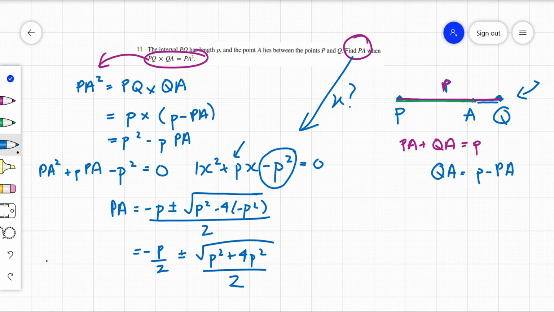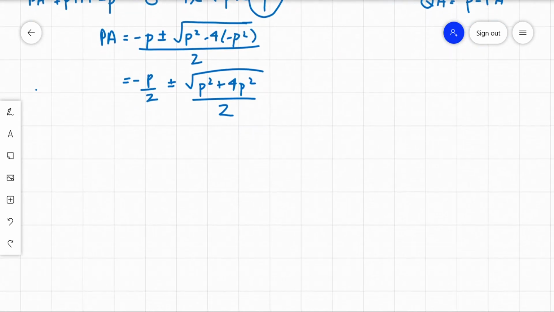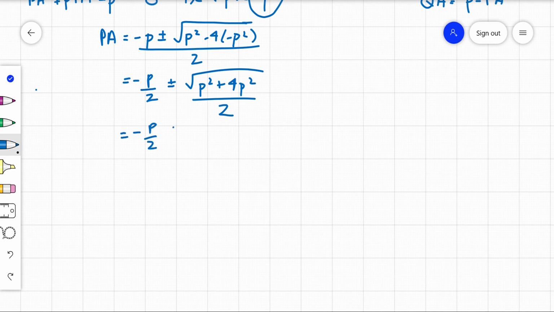Okay, and then let me just move this down a bit. Remember we're solving for PA, which is like our x. So now we've got minus p on 2 plus or minus the square root of 5p squared. The square root of 5p squared is the square root of 5, and then we'll pull out the square root of p squared, so we get p. So I've got square root 5 p on 2.